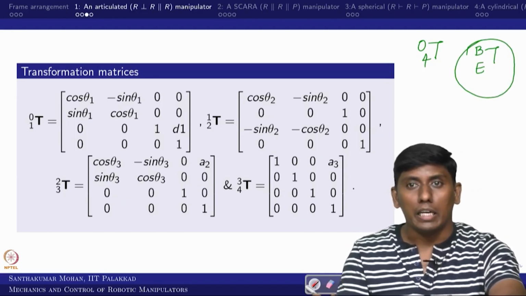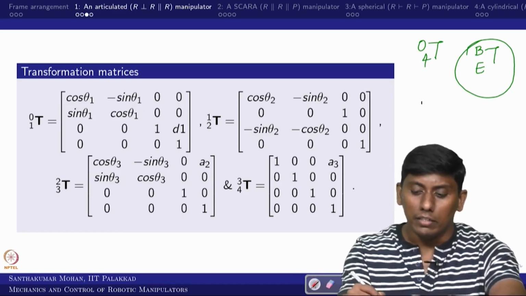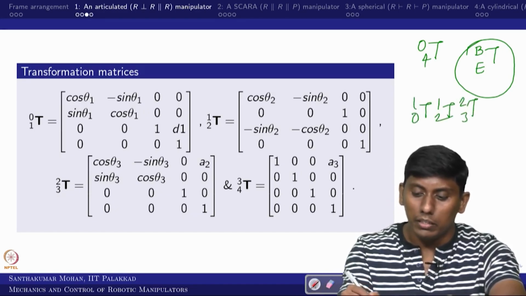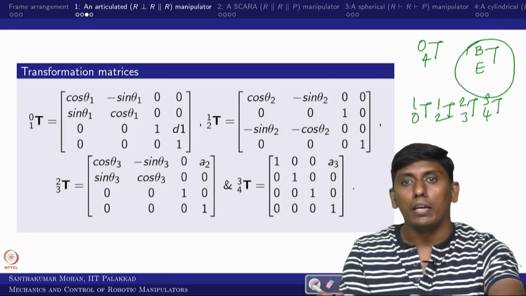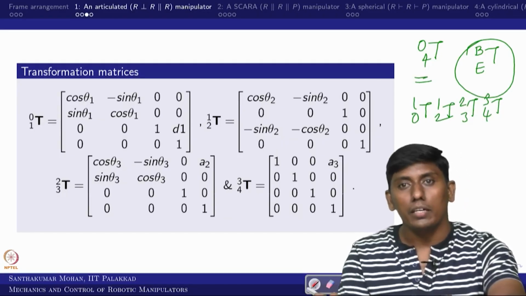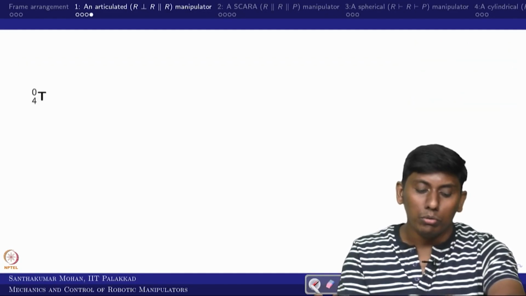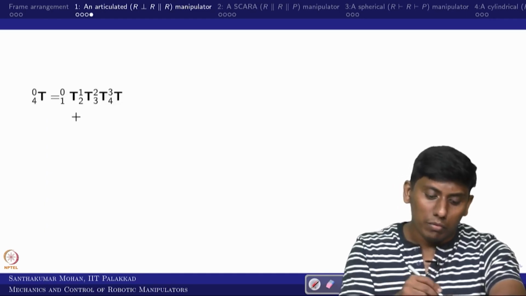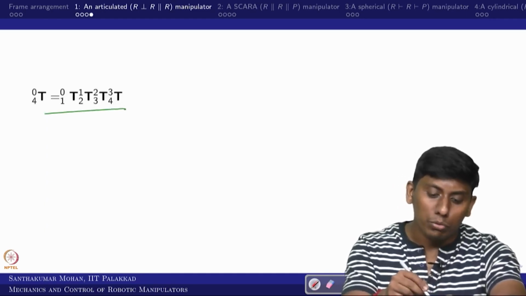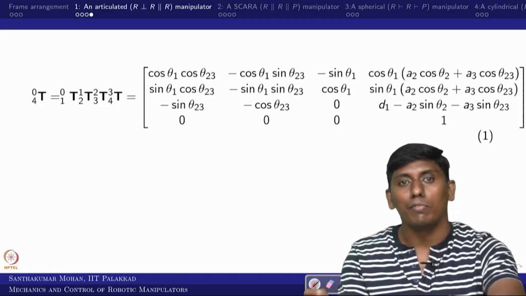What we know is that we can post multiply these, in the sense T01, T12, T23, T34. You multiply them, and that would be equal to this, right? So that is what we are going to do. Now if you substitute and get it, finally this matrix will come.